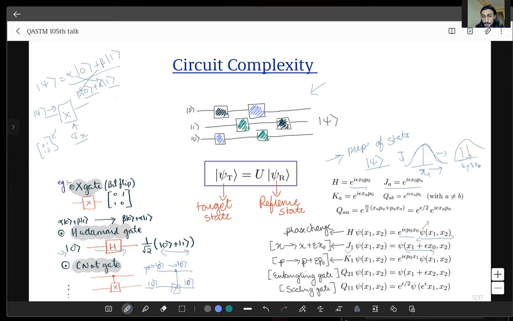Another gate could be P; similarly the same could be done for the momentum, the K1 gate. And the interesting one is the entangling gate. What we do is Q1 and Q2 are defined as follows. When you apply this, the positions become mixed, so it becomes entangled, and the degree of entanglement is given by this epsilon factor. The larger the value of epsilon, the more entangled it will be. Another gate could be a scaling gate in which X is scaled. So these are the gates which we can consider in field theories, where there are continuous degrees of freedom.